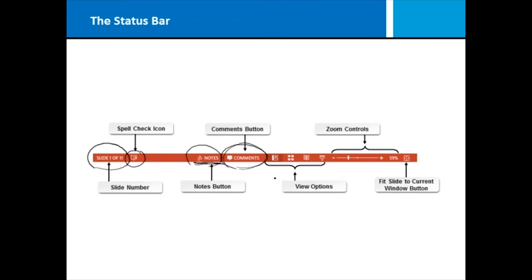You also have four different views or perspectives you can take on your presentation that you can get to quickly from the status bar. And you have the capacity to zoom in and out by hitting the plus and minus sign here. You can zoom in and out of your current slide, showing more or less of the slide.